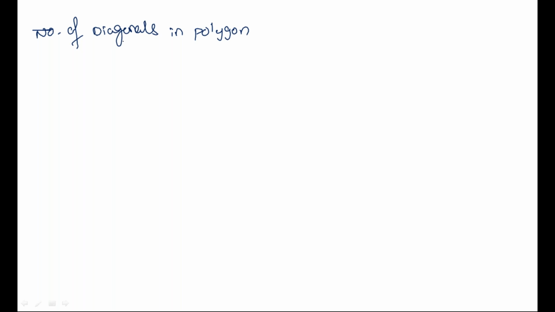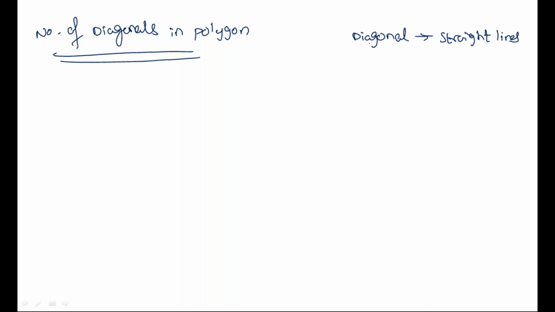Number of diagonals in a polygon. Now friends, just focus here on how to find the number of diagonals in a polygon. Now a very important thing, a diagonal is also a straight line. Diagonal is also a straight line, right? Very good. Now say this. Suppose you have a pentagon. How many points are there for a pentagon? A pentagon has 5 points. All are non-collinear, in fact. A pentagon has 5 non-collinear points.